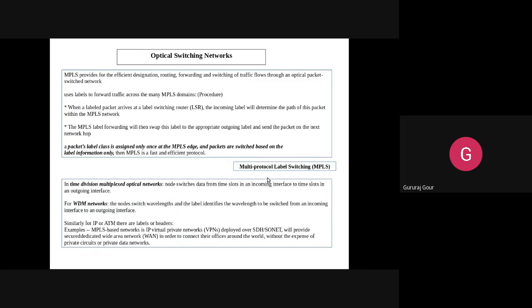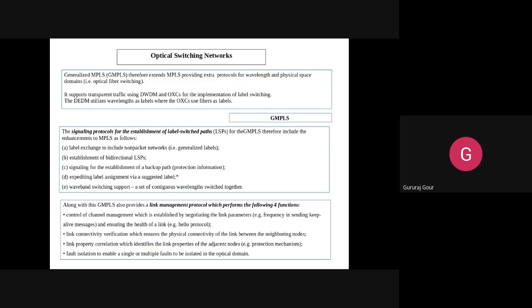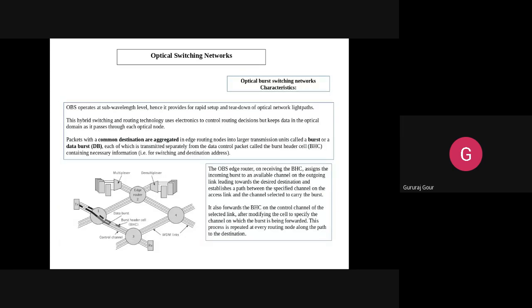Then MPLS is an extension. MPLS and GMPLS are the extension of this optical packet switch networks. For example, we have seen VPN over SDH, and how GMPLS is helping in label switched paths, LSPs. Then we've gone through optical burst switching, which includes the features of both circuit and packet switching, and appears to be faster than both the techniques.